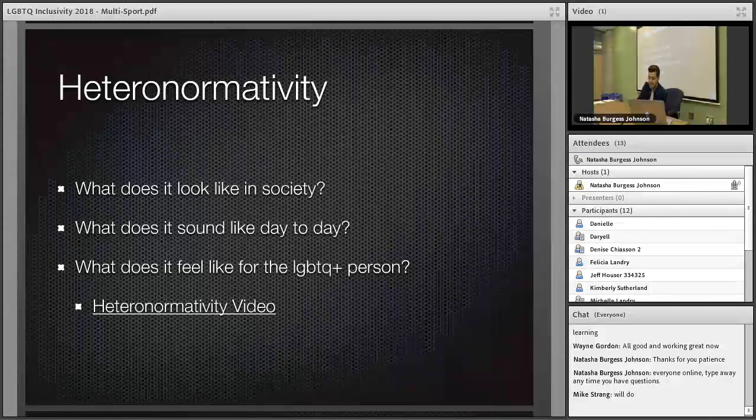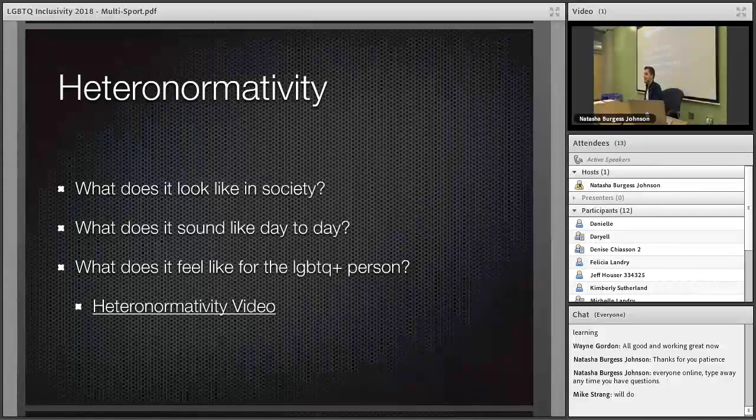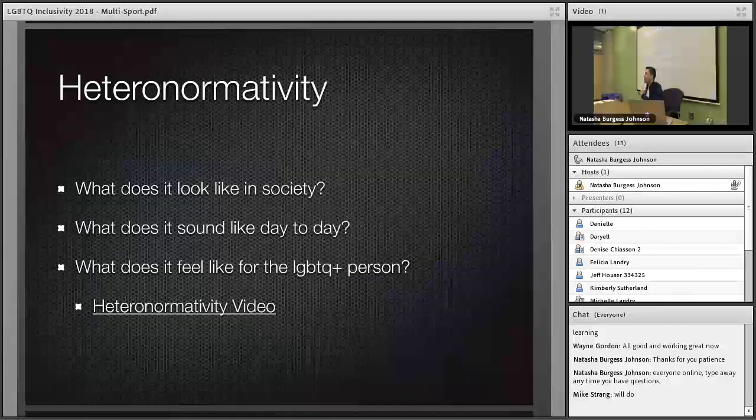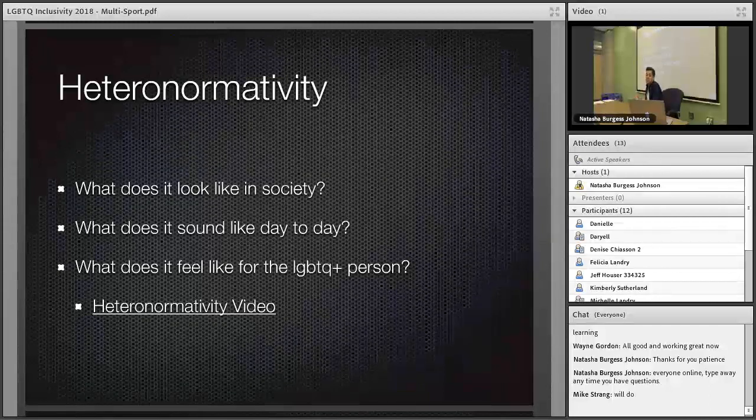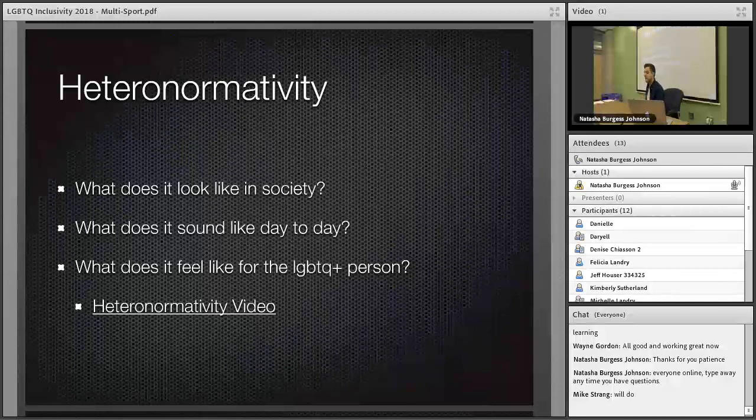What does it sound like day to day? It's when somebody asks a girl, do you have a boyfriend? You've assumed her identity. You've assumed that she's heterosexual, so you're asking if she has a boyfriend. And that can put them in a pretty uncomfortable situation, because if that's not the truth, then people can feel like they're lying by omission. It's that idea that you assume somebody's identity without asking them first.